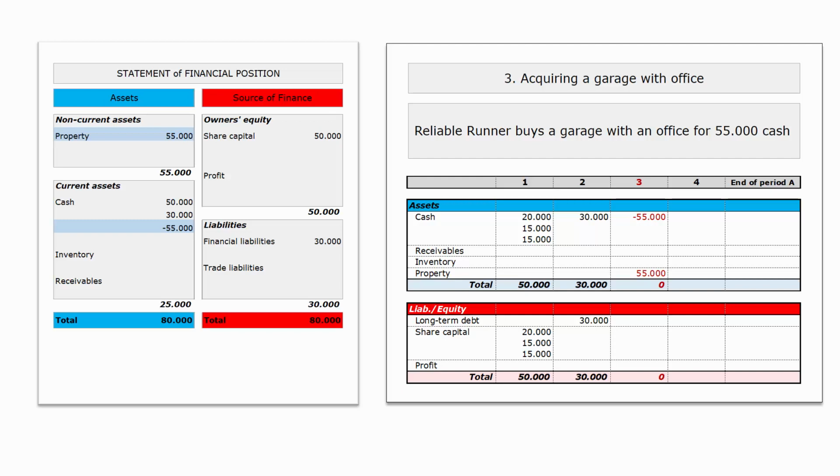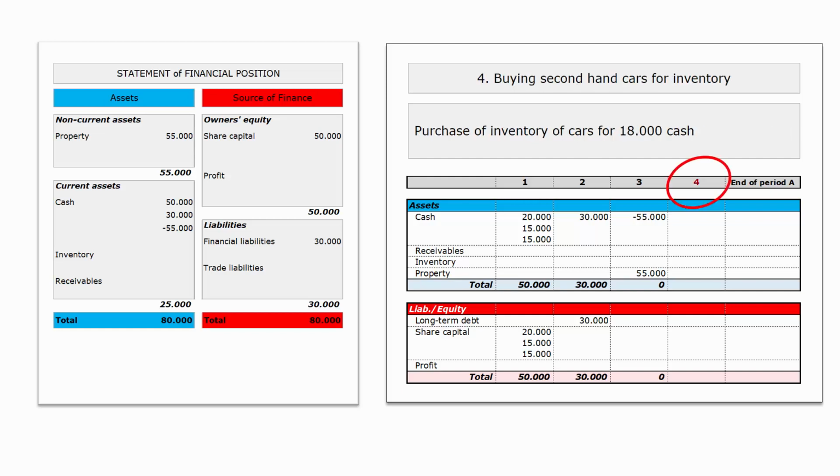Reliable Runner now has assets worth €80,000 in the form of property and cash, while it has liabilities of €30,000 bank loan and equity of €50,000 share capital. The friends' next move is to acquire some inventory for trading. The company buys 4 second-hand cars for a total of €18,000 cash.